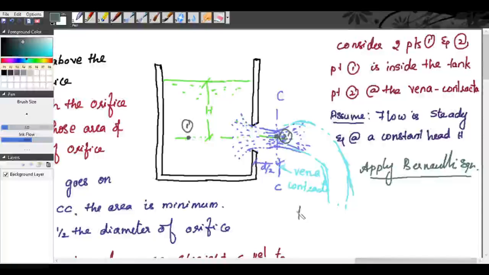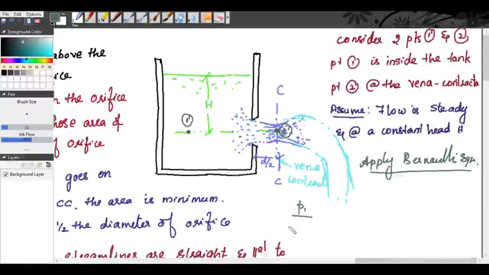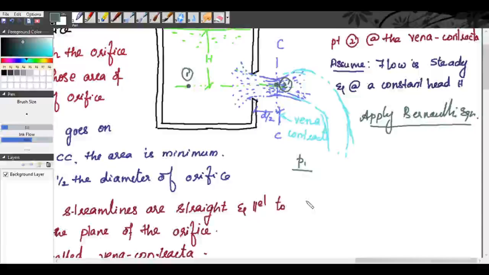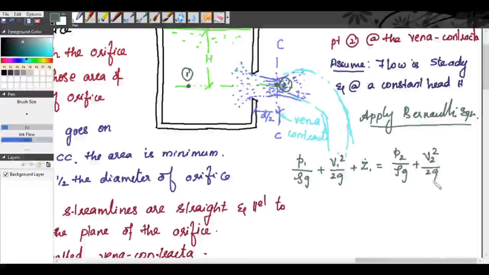So we know Bernoulli's equation is P1 by rho g plus V1 square by 2g plus Z1 is equal to P2 by rho g plus V2 square by 2g plus Z2. Now, 1 and 2 are taken at the same level. So Z1 will be equal to Z2, so you can cancel that.